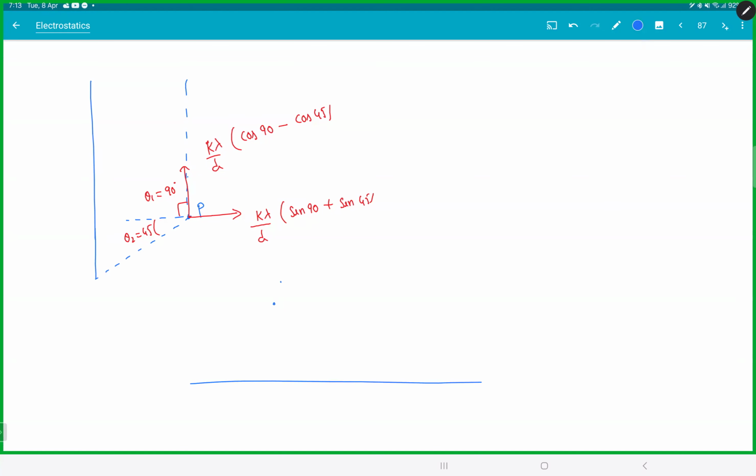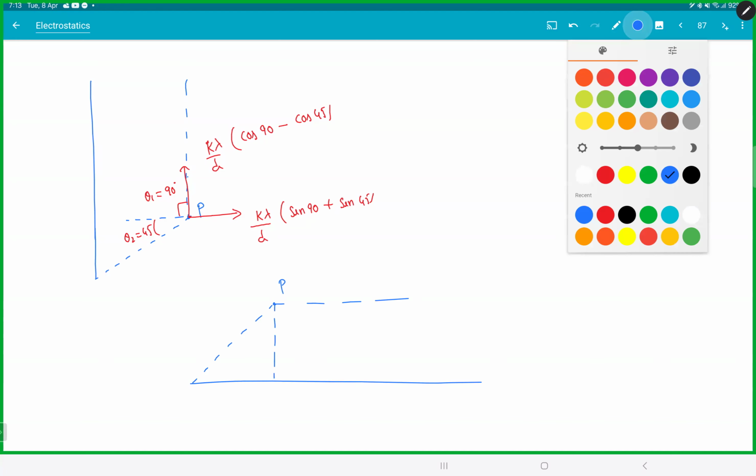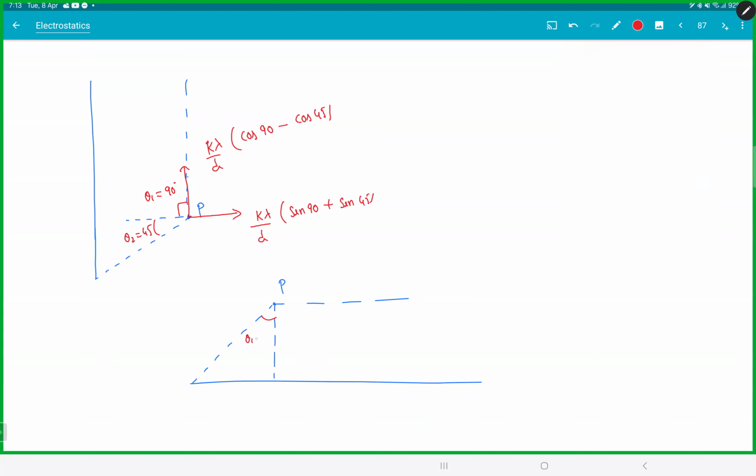So similarly, if you take this point P here, now I will change the angles. This time I will take this 45 as theta 1, and I'll take theta 2 as 90. So it doesn't matter what you want to take. This will be this way, which is kλ by d, sin 45 plus sin 90. This will be this way, kλ by d, cos theta 1 minus cos 90. There, these are the four components.